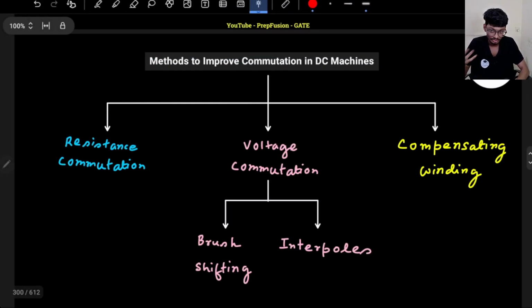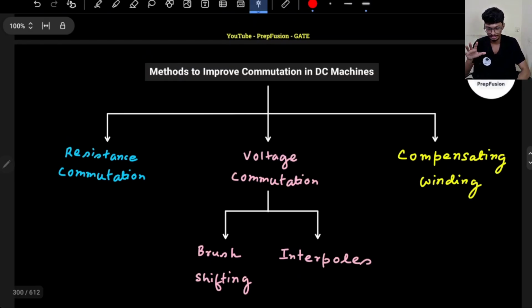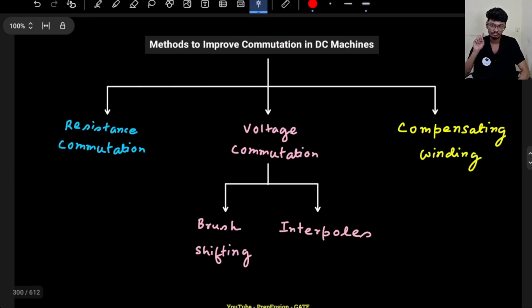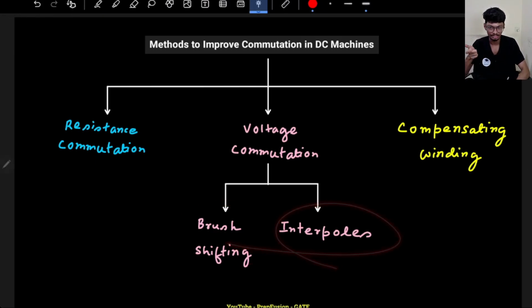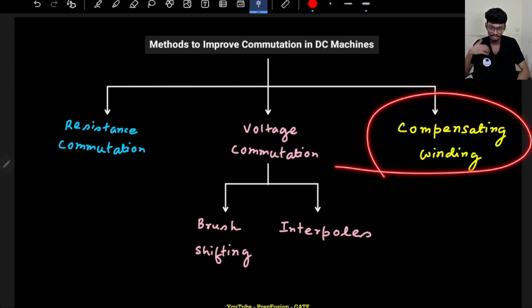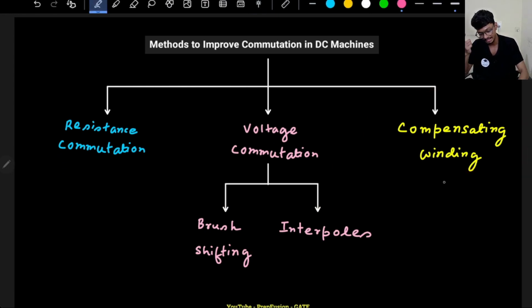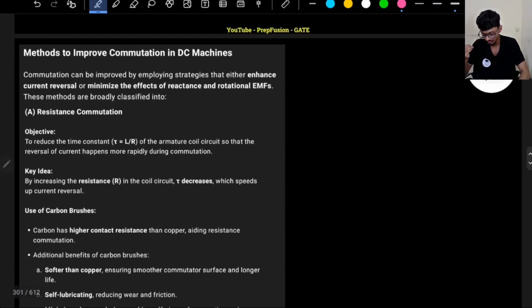So what are the methods to improve commutation? Mainly there are three kinds of methods. The first one is resistance commutation. We will see what that is. Next one is voltage commutation, in which we either shift the brush to the MNA or we use interpoles. And the third one is the compensating winding, which indirectly helps. This is an indirect way of helping, not a direct way. Interpoles are the direct way of helping. So we will see one by one.